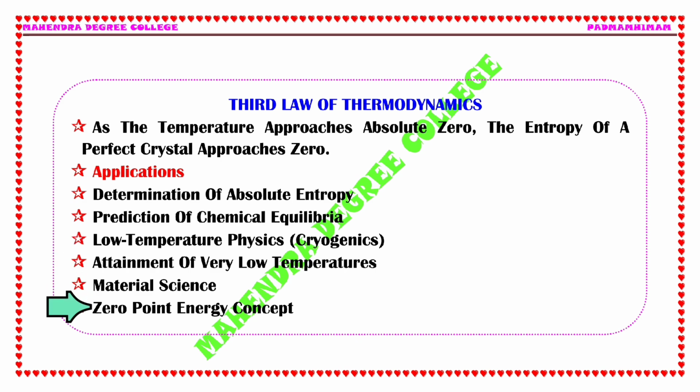Sixth one, zero point energy concept. This means even at absolute zero, atoms still have a very tiny energy left, called zero point energy. This concept is important in quantum mechanics and explains why particles never completely stop moving.